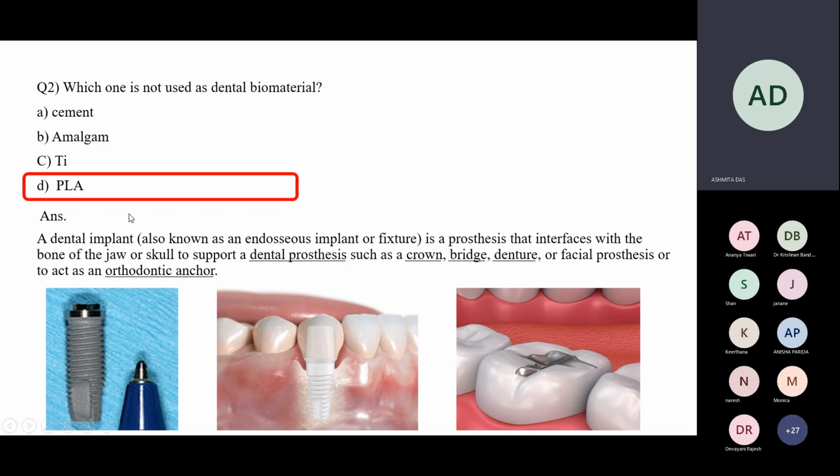Okay, so the dental implant is a prosthesis that interfaces with the bone of the jaw or skull to support the dental prosthesis such as crown, bridge, dentures, or facial prosthesis. In the first case it's the titanium screw, which is used where it has direct contact with your jaw bones. That is why titanium is used. Whereas in the crown part, mostly dental cement, zirconia cements are used. And amalgam is used basically to fill the cavities.